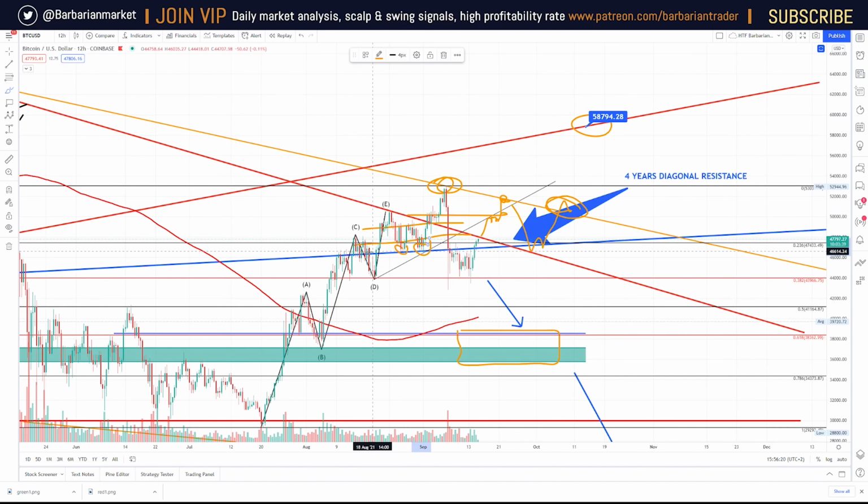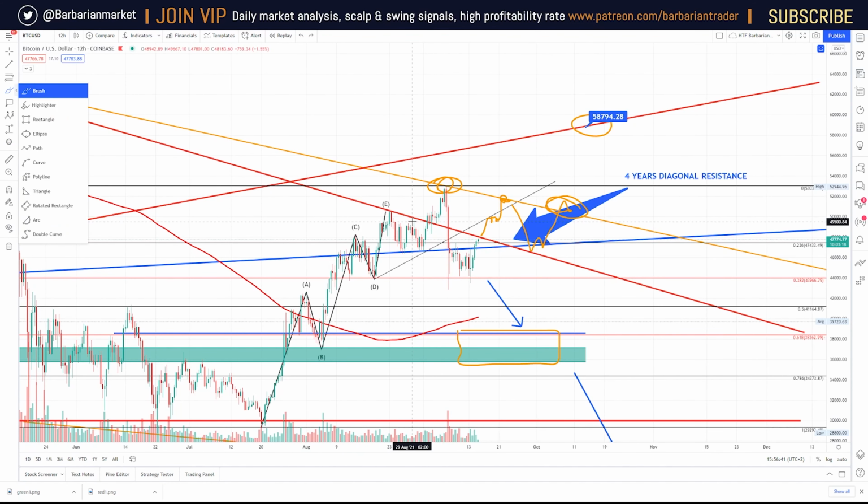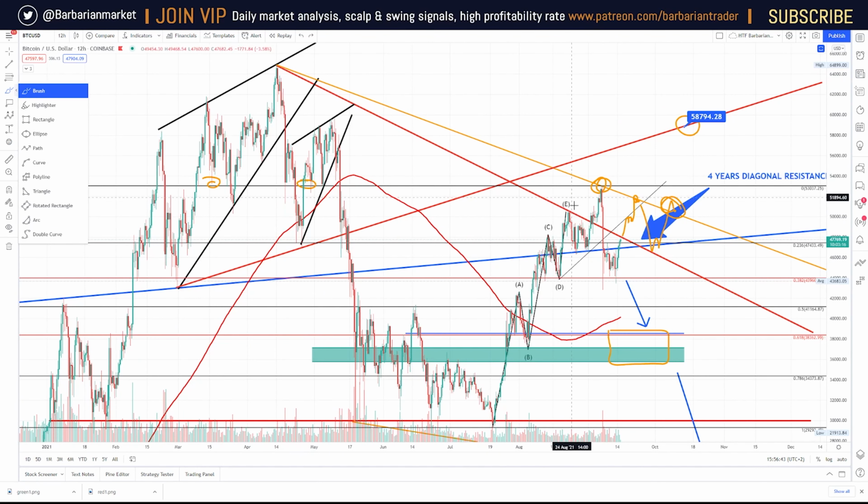So we had this 4-year blue support. No, they break it. They go through it like through cheese. Because they know, hey, look, a lot of people get excited. You see, we break this, they make this fake break above this diagonal, the top diagonal resistance that became support. They go through this like nothing.